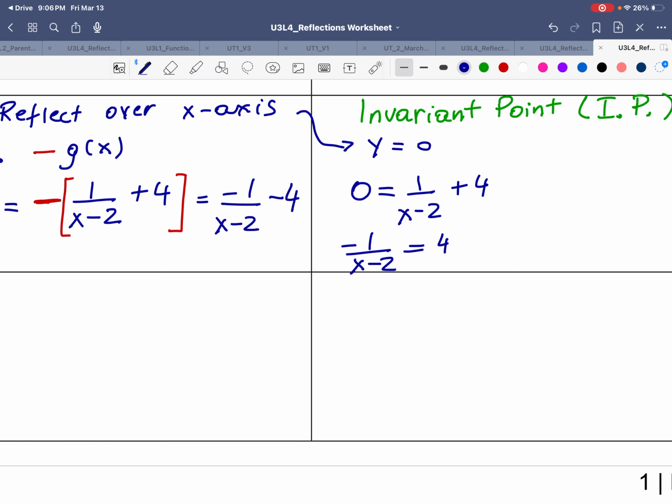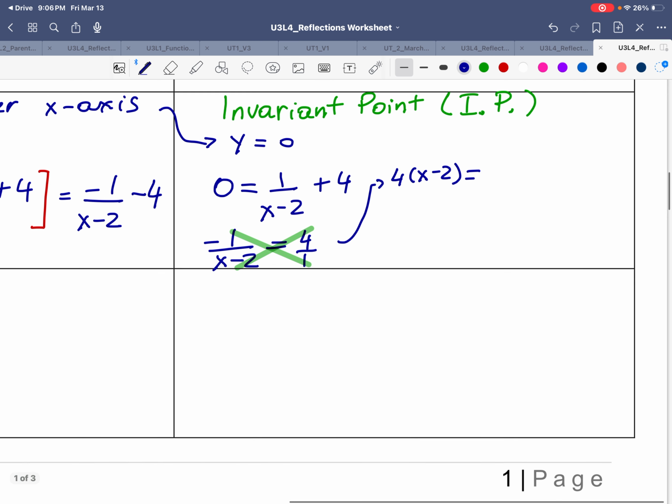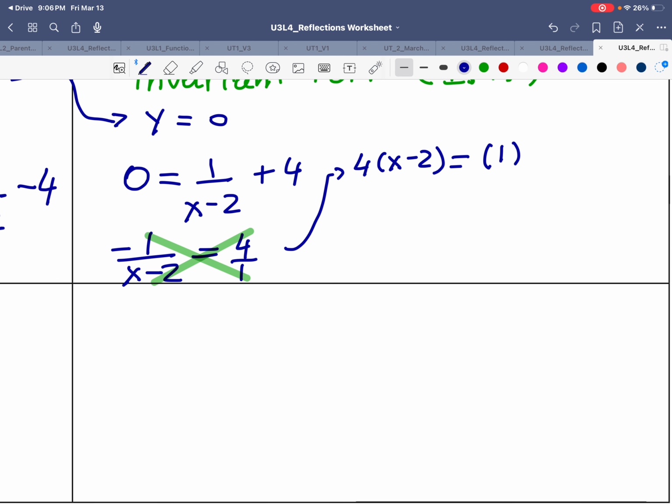As you can see here, we have a fraction, or so to speak. So this is a rational expression and a number. We're going to make them both into fractions. And now we'll cross multiply. Here we go. And we'll have 4 times x minus 2 equals 1 times negative 1. And 4x minus 8 equals negative 1. 4x equals negative 1 plus 8, that will make us 7, so that makes x equal to 7 over 4.